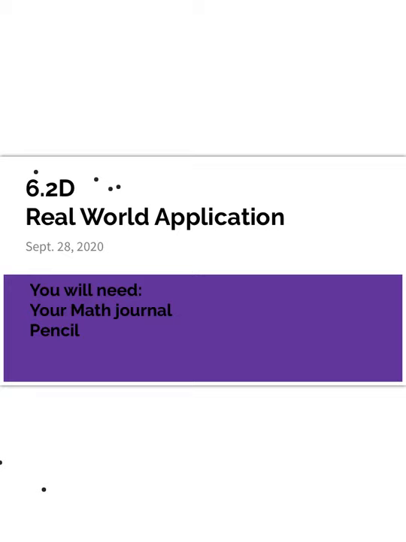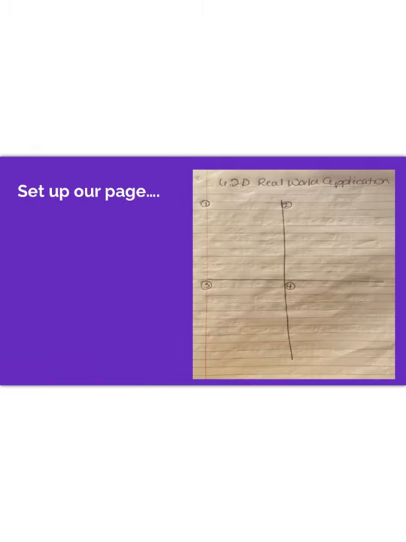Hi boys and girls, today we're going to look at 6.2D real world applications. You will need your math journal and your pencil. Set up your page, go ahead and pause the video, and title your next page in your journal 6.2D real world application, and then separate it into 4 sections. Pause the video and do this now.